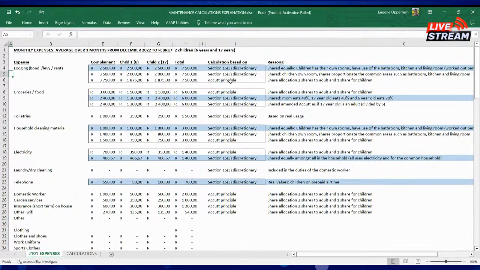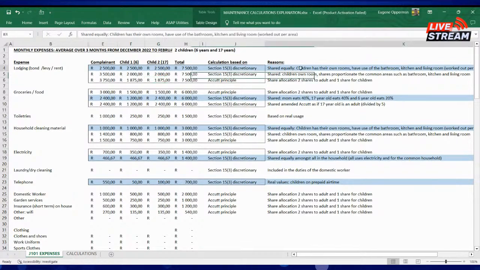So if you use the Akut principle, which is used in courts, and most magistrates and most legal practitioners favor that, it would mean that the mom needs to pay 3,750 Rand or contribute that towards the rent, and then the children only 1,800. But is that really fair? Because one could reason and justify that everybody in the house has equal rights to each and every portion of that house, then a shared portion of equal standing would suffice, and that could be justified in court.